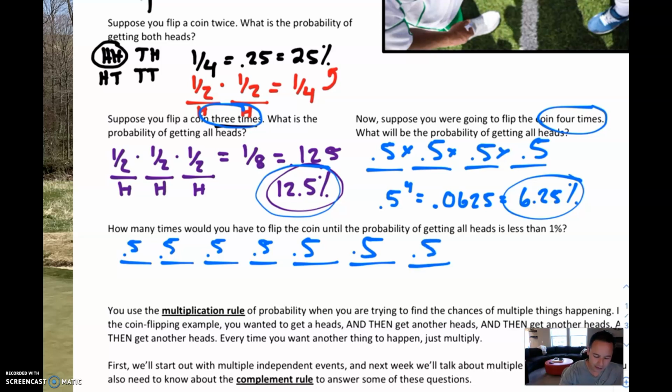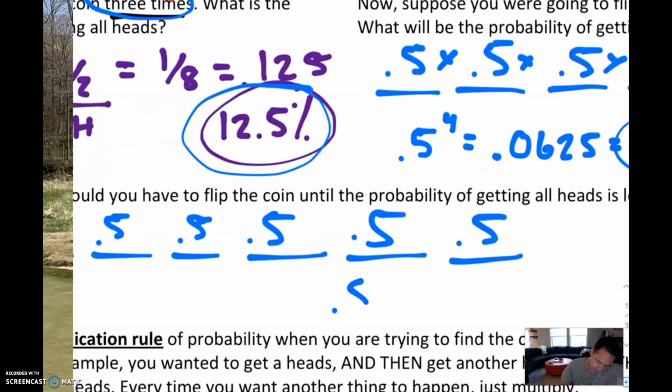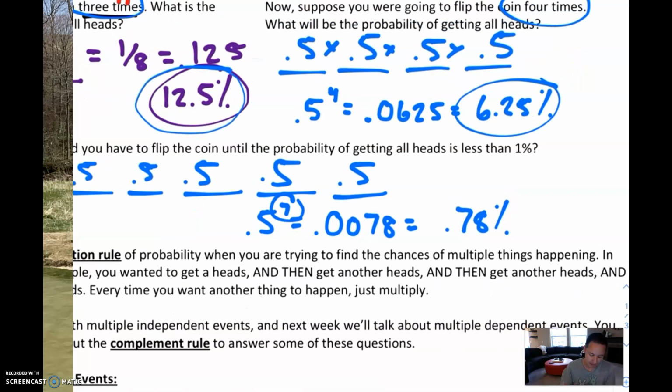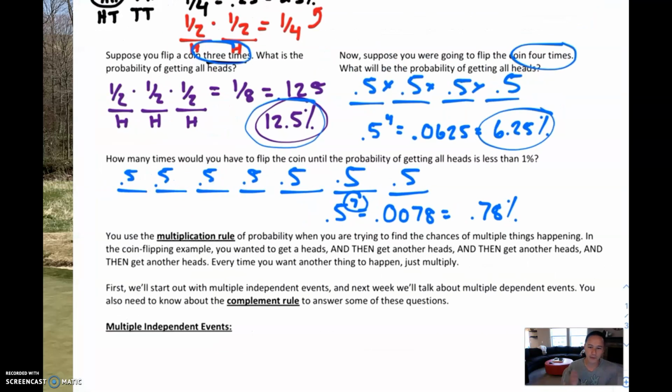And you can try to the 7th power. So if I take a calculator, and I take 0.5 and I raise it to the 7th power, 0.5 to the 7th equals 0.0078. We'll round it. And that becomes 0.78%, which is now smaller than 1%. So it would take 7, circle that 7. We'd have to flip that coin 7 times to make the probability of all heads become less than 1%.